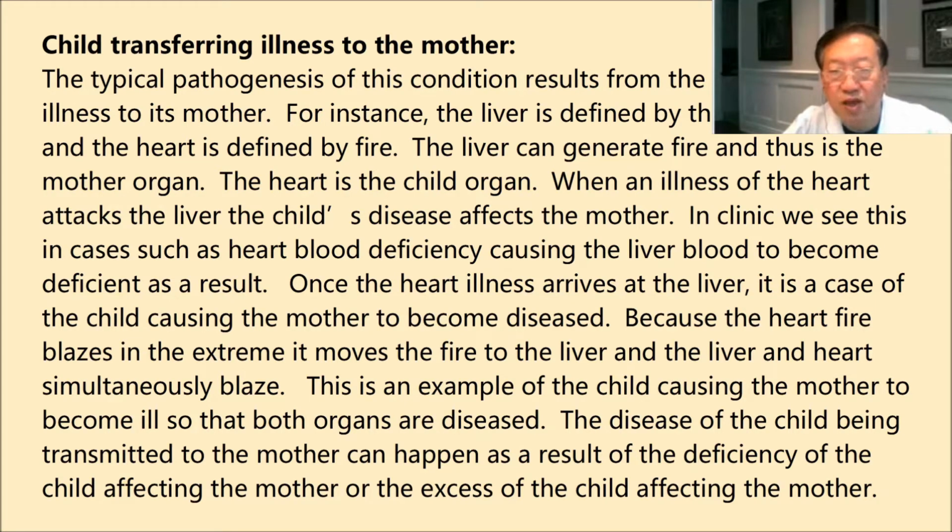In clinic, we see this in cases such as heart blood deficiency causing liver blood to become deficient as a result. Once the heart illness arrives at the liver, it is the case of the child causing the mother to become diseased. Because the heart fire blazes in the extreme, it moves the fire to the liver, and the liver and heart simultaneously blaze. This is an example of the child causing the mother to become ill, so that both organs are diseased. The disease of the child being transmitted to the mother can happen as a result of the deficiency of the child affecting the mother, or the excess of the child affecting the mother.